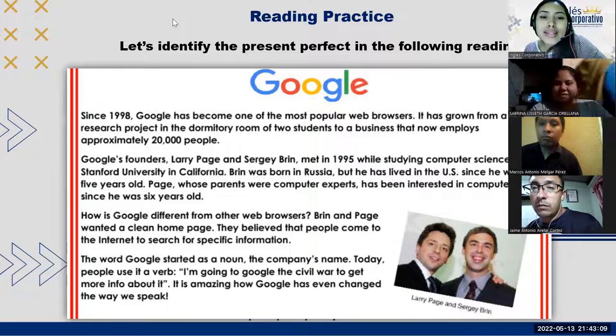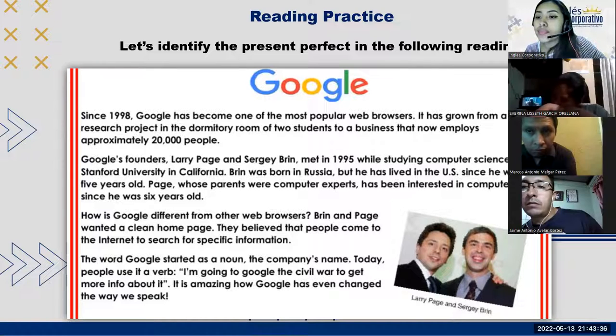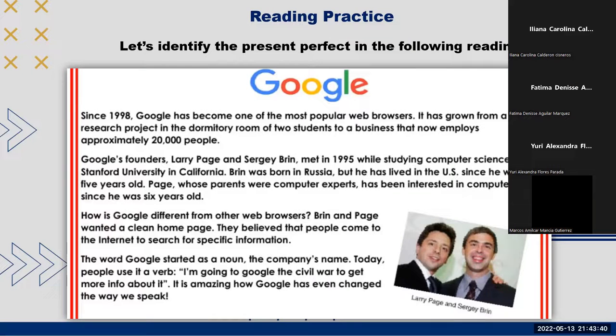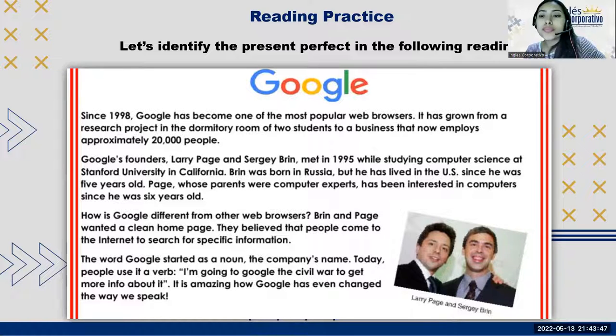Okay, guys, so we will read this text. That's an interesting text, by the way. It's about Google, right? We will have a reading practice right now. And we will read it by saying popcorn, and we will start with, let's see. Christian, could you please start the reading? Yes. Thank you. You read one sentence and then you choose the next person to read another one, okay? Okay. Thank you.